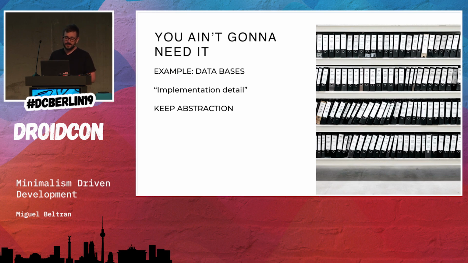Another example of this is databases. I love Room, and I want to use it on every single project. But sometimes you just don't need a database for your problem. Keep the architecture simple. Some say that the database is an implementation detail. And sometimes storing a response that you get from the backend locally is valid depending on the use case. You don't have to build a database for that.